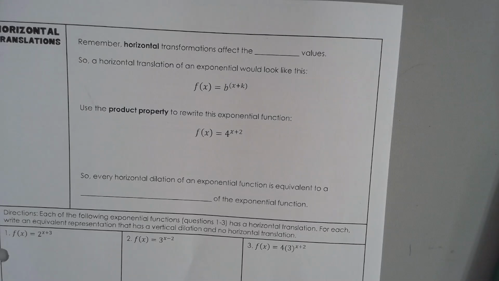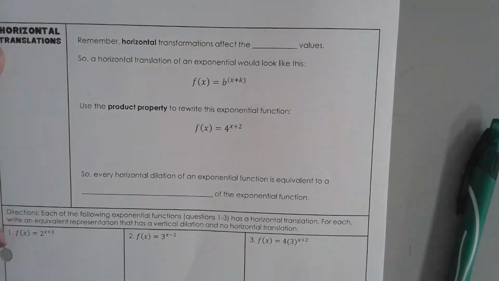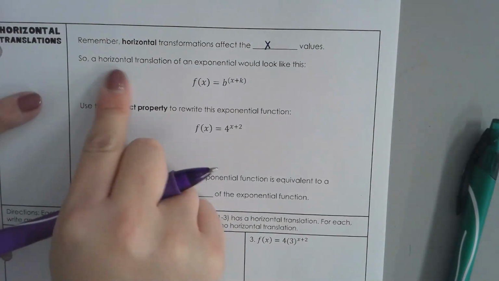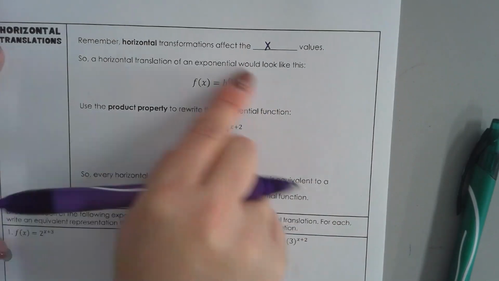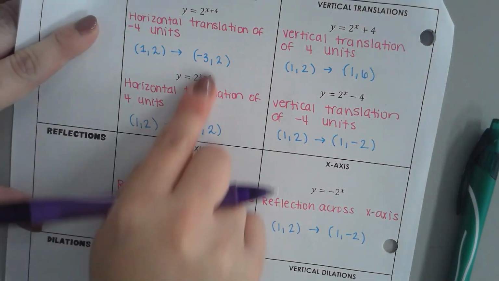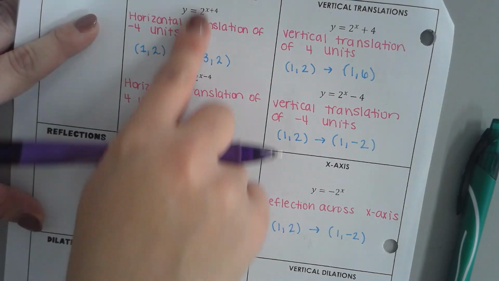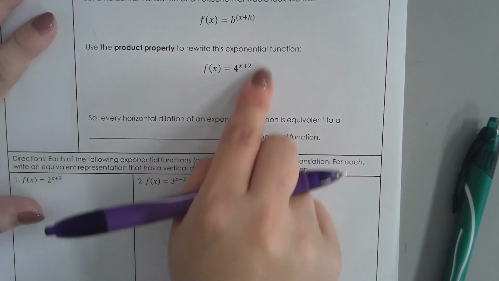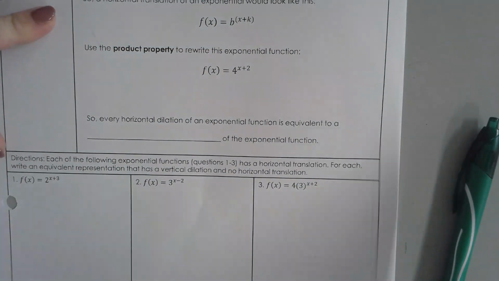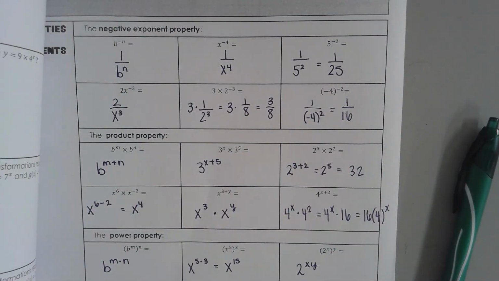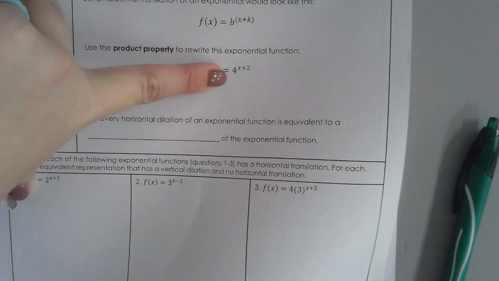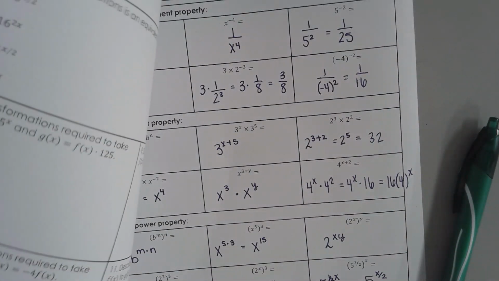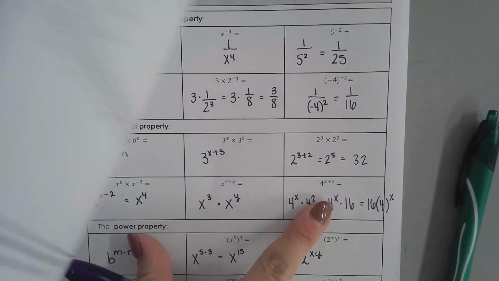Just transformations affect the x's or y's? The x's. Okay. So we just saw a horizontal translation. We did some of those. That's when I have a number added or subtracted with the x. In this case, it's the exponent. And I also showed you some exponent rules. So let's go think back to the front page. I put this exact problem on the front page as what's right here. 4 to the x plus 2.